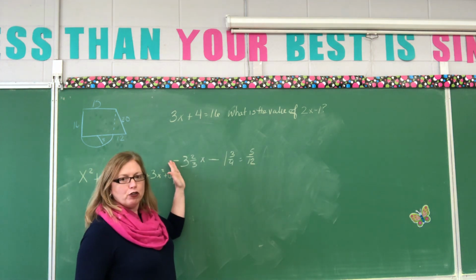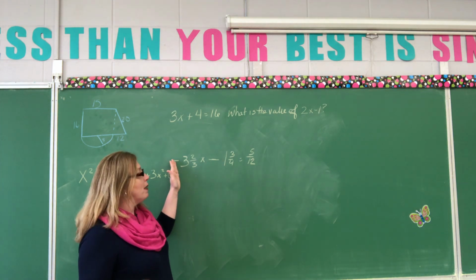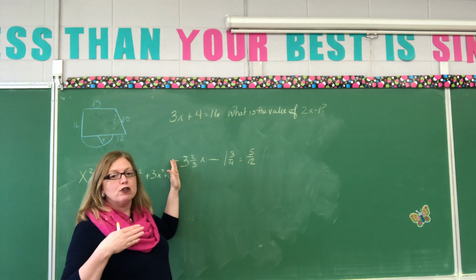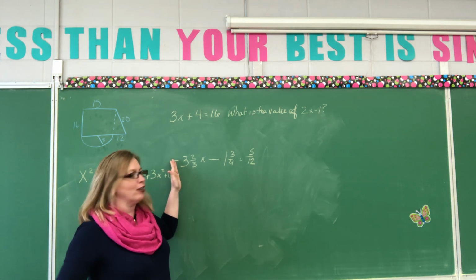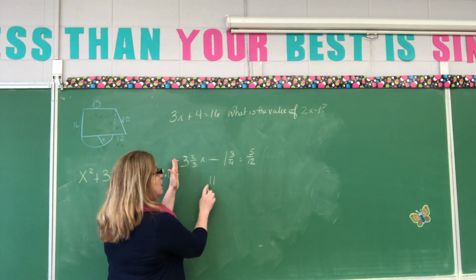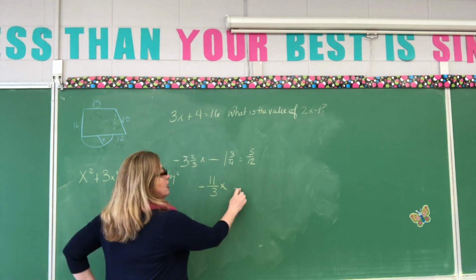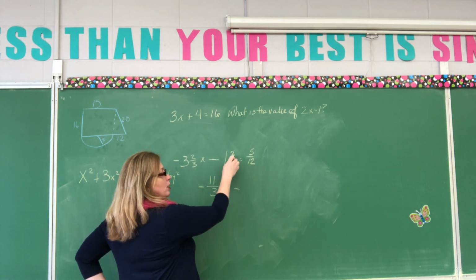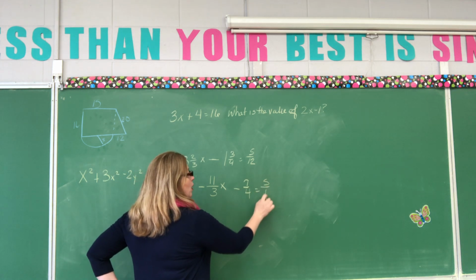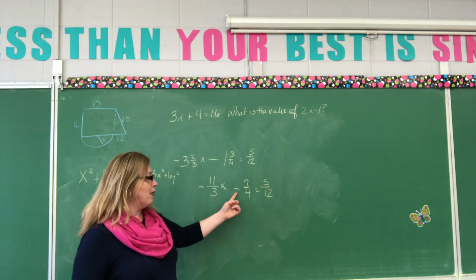We have negative 3 and 2/3 x minus 1 3/4 equals 5/12. What do we do? Well, first, let's change everything to an improper fraction. 3 times 3 is 9, plus 2 is 11. So I have 11 over 3x. Let's not forget that it's negative. Minus, we have 4 plus 3 is 7/4 equals 5/12. Now I only have one constant, and that is the minus 7/4.